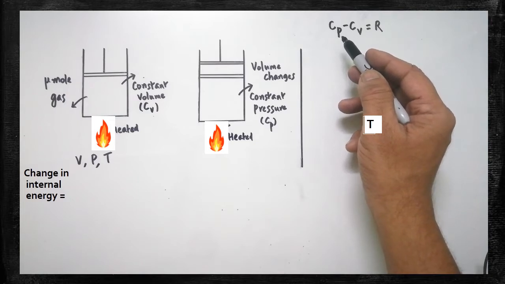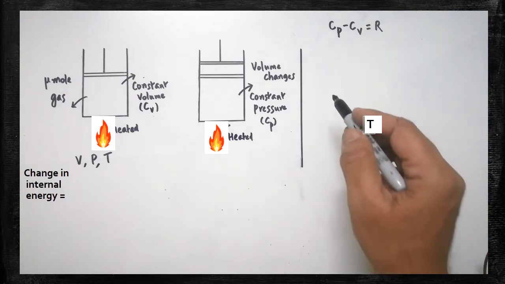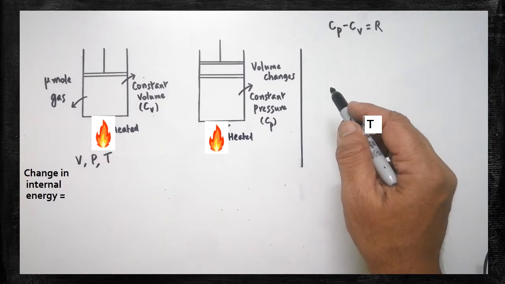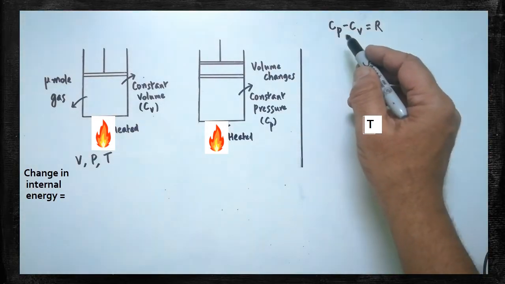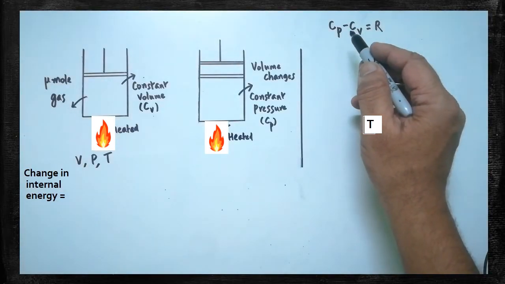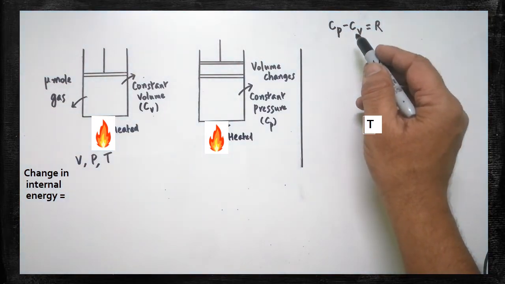Here you should know one thing, that solids have only one specific heat capacity. All solids have only one value of specific heat capacity, and liquids also have only one value of specific heat capacity. But gases have two specific heat capacities. One is called specific heat capacity at constant pressure, and another one is called specific heat capacity at constant volume.